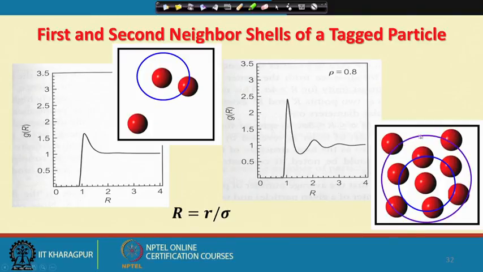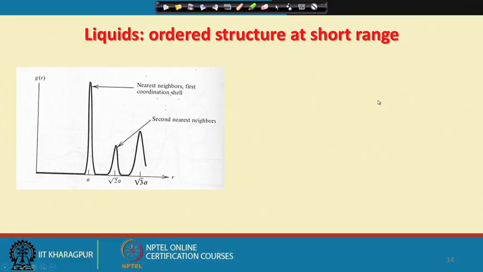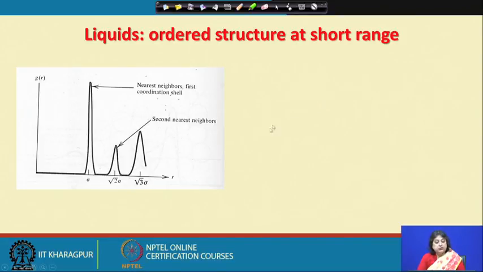And then if I look at the second spherical shell, still I will be able to find more and more particles because it is a dense system, and finally at very large distances the correlation goes to 1, which is the ideal gas limit. And the use of the radial distribution function is to interpret the structure of liquid in comparison to the solid state.